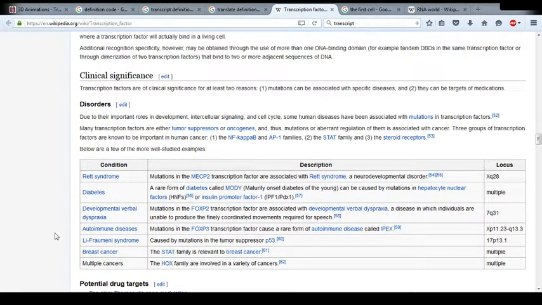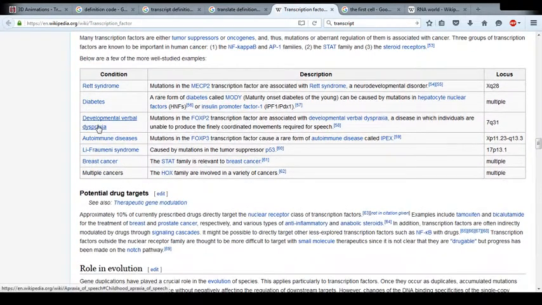Well, here we have a few examples of what happens when you have a problem in your transcription factor. Rett syndrome. Mutations in the MECP2 transcription factor cause Rett syndrome, a neurodevelopmental disorder. Diabetes, a rare form of diabetes called MODY, maturity onset. So this is like people with type 2 diabetes that get it when they're 12 years old. Here we go, another mutation in a transcription factor. Developmental verbal dyspraxia: mutations in the FOXP2 transcription factor. Autoimmune diseases: mutations in the FOXP3 transcription factor.